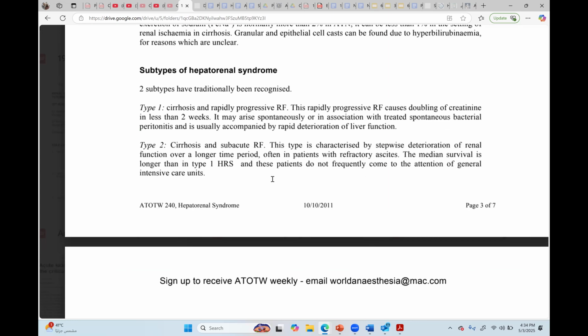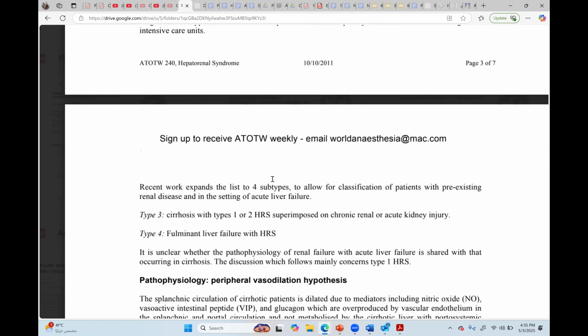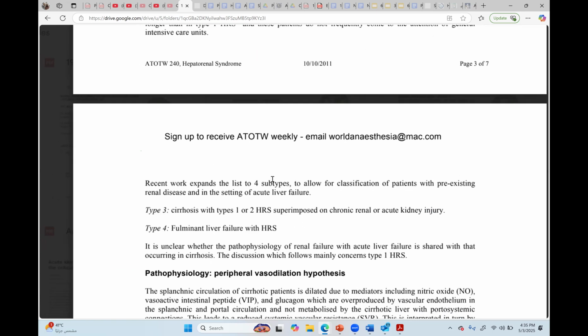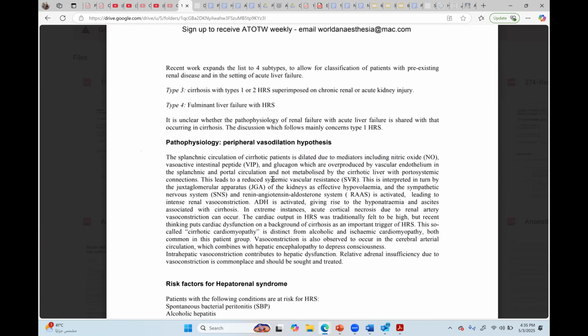Actually, this is a very difficult diagnosis. I don't think it's very easy to diagnose. Okay, but you should have somewhat of an idea what it is.